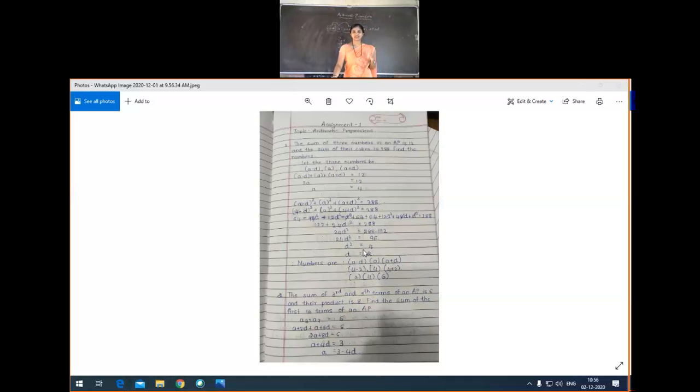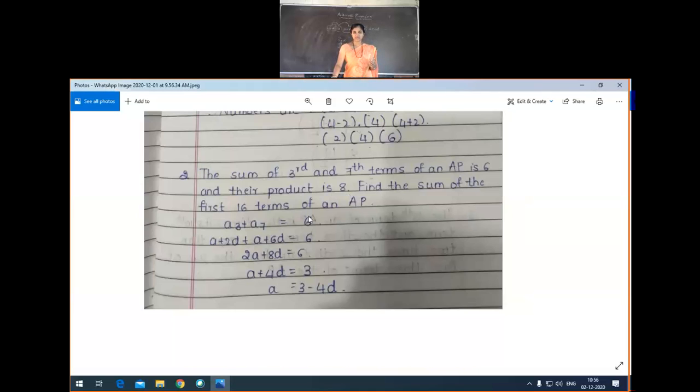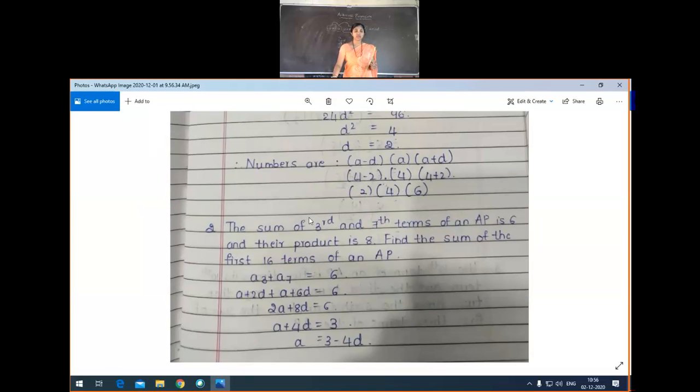So, we are discussing the revision part of arithmetic progression. Some students have messaged me to explain the second problem once again, so listen carefully. The sum of the third and seventh terms of an AP is 6 and their product is 8. Find the sum of the first 16 terms of the AP.